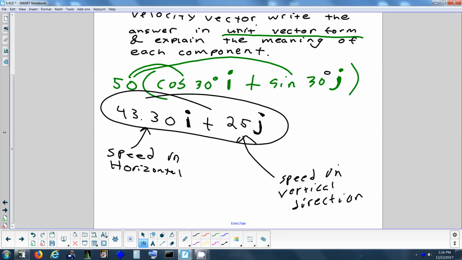So the first number is the speed in the horizontal direction, and the second number is the speed in the vertical. Any questions on that idea? Finding a velocity vector and then explaining what each component means.